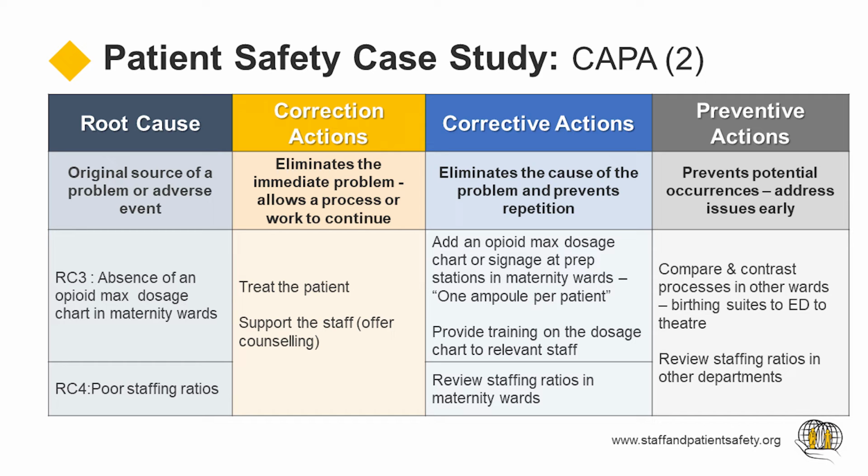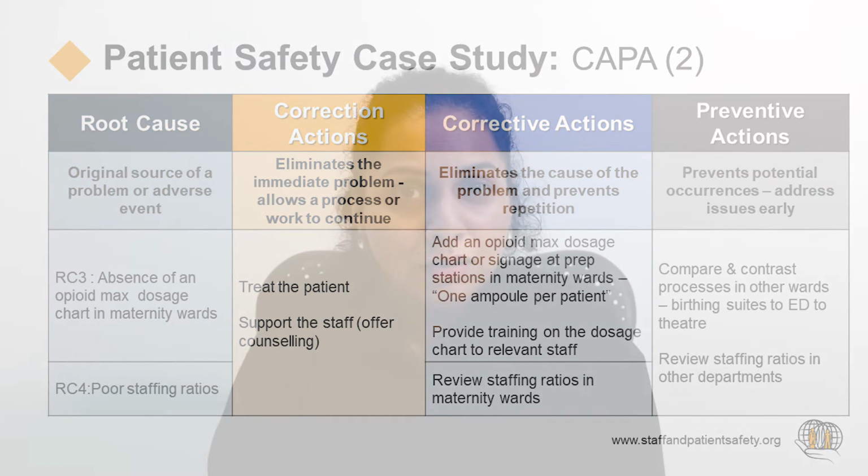The preventative actions for both root causes include compare and contrast processes in other wards when it comes to opioids or other similar drug categories, and to investigate whether staffing ratios in these wards are optimal. Remember, this work is not useful if we do not verify the effectiveness of the correction and preventive actions taken.